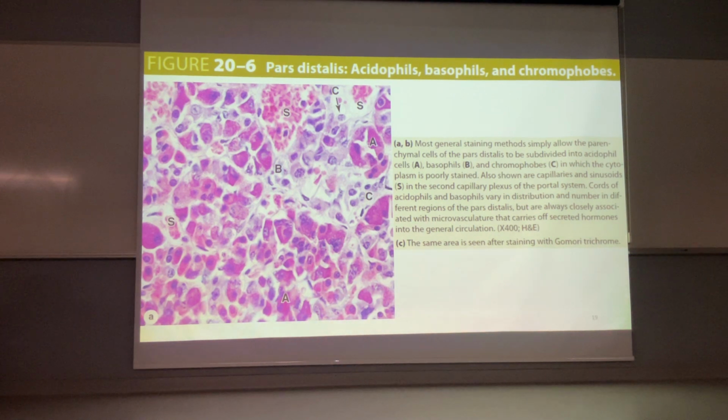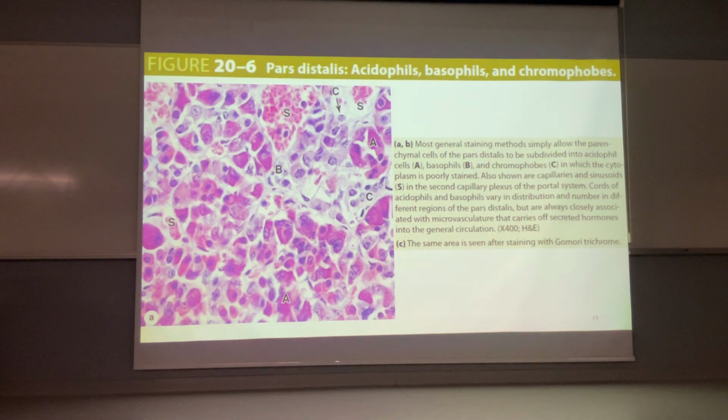Chromophil cells can be stained with special dyes, acidophilic dyes and basophilic dyes. Some of these chromophil cells have high affinity to acidophilic dyes, and some of them have high affinity to basophilic dyes. So the chromophil cells are divided into two subgroups, the acidophil cells and basophil cells. And also, we have chromophobes. What is the meaning of these cells?